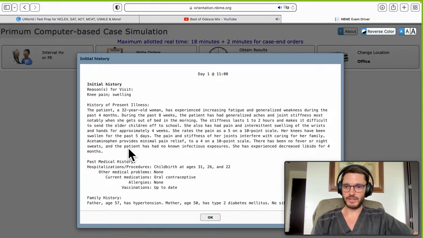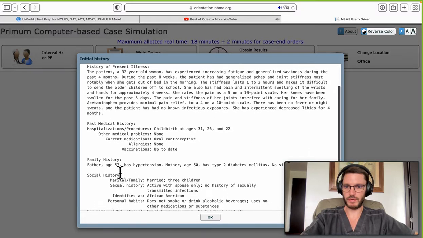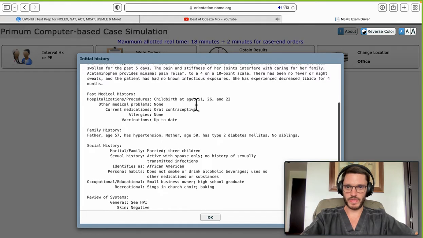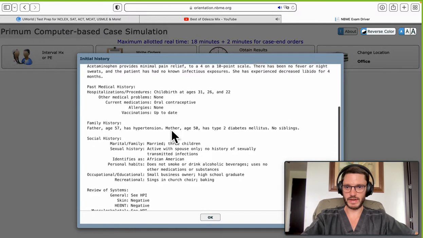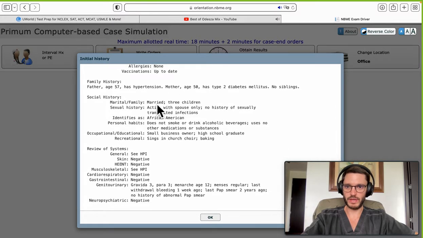No fever, no night sweats, and the patient has no known infection exposure. So this doesn't seem like septic arthritis. This doesn't seem like lupus. She has experienced decreased libido for 4 months. We're not sure what that will mean in this context yet, but let's keep on reading. Childbirth at ages 31, 26, and 22, no problems. She's on oral contraceptives, vaccinations up to date.